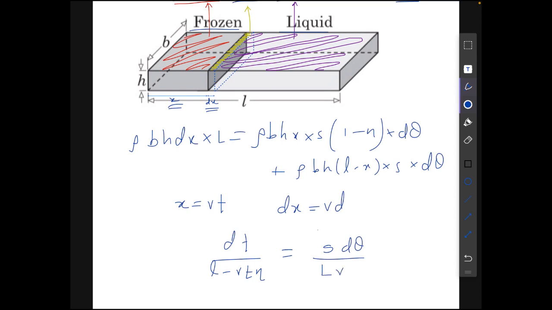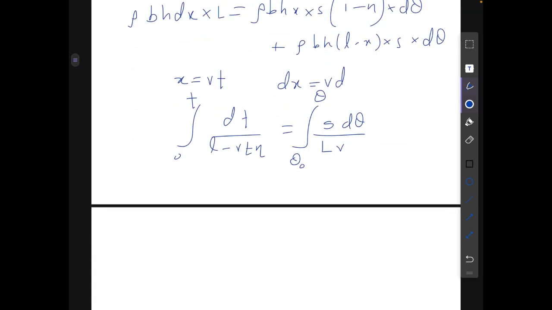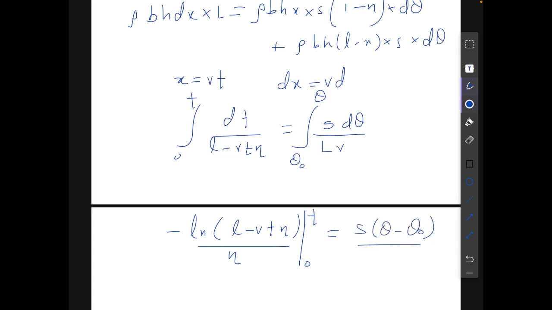So from here, integrating this from theta equals theta naught to some theta, and integrating this from 0 to time t, what we get is minus ln(L minus Vt eta) over eta, from t equals 0 to time t, is equal to S times (theta minus theta naught) over L.